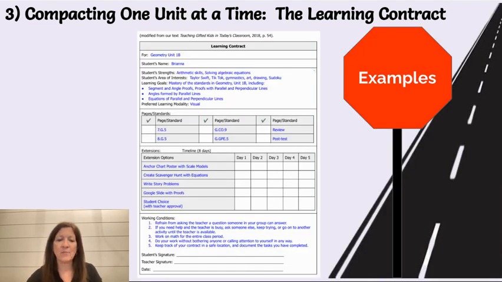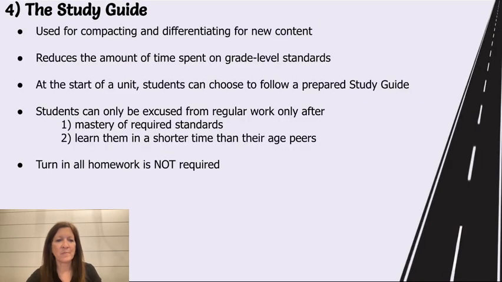And there's an example of the learning contract for you to study and use if you wish. The study guide method is the fourth one, and that is used for compacting and differentiating new content. It reduces the amount of time spent on grade level standards. At the start of the unit, students can follow a prepared study guide. Students can only be excused from regular work if they have mastered the required standards and they learn them in a shorter time than their peers. So it's definitely faster pacing, and students have that choice with extension work, which obviously makes the gifted students happy.